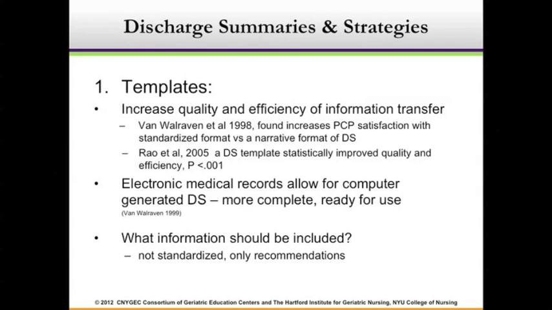So templates increase the quality and the efficiency of the information transfer. There have been a couple of studies looking at PCP satisfaction with the discharge summaries that they get and how templates improve that. So they feel they're getting higher quality material. Electronic medical records, again, allow for this to happen much more completely and readily. The big question remains about what should be included. If it's not standardized, the template, then it's seriously lacking, and a big opportunity to improve it would be to simply standardize that.